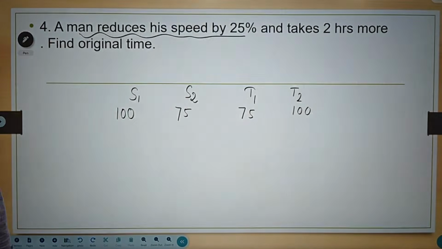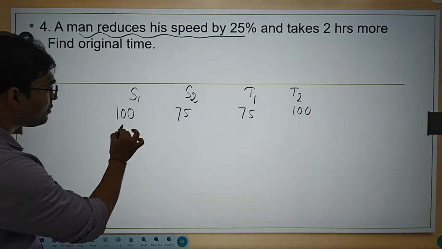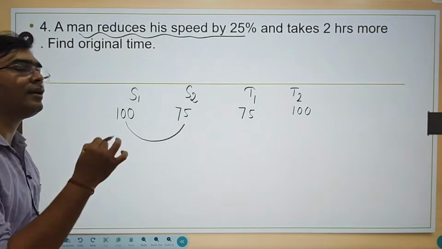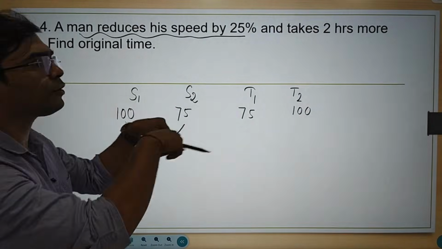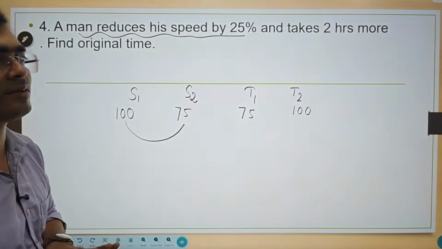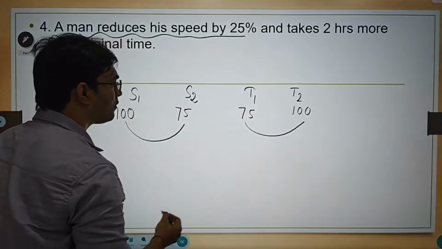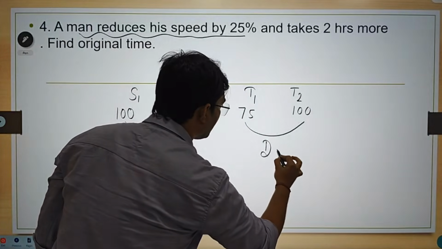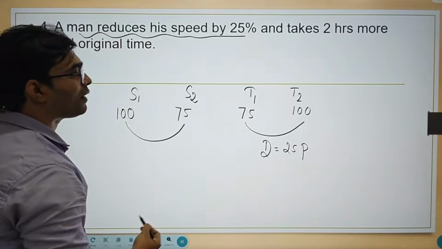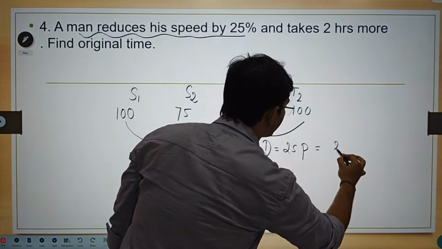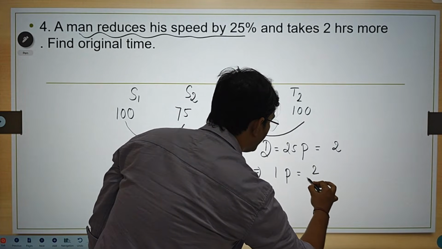Now what is given? It takes 2 hours more, find the original speed. When the speed is decreased, you know that it will take more time now. And the difference of both the time is given as 2 hours. What is the difference of both the time here? 25 part, let me call. So when the difference is 25 part, that value is given as 2 hours. Can I find the value of 1 part now? 1 part will be equal to 2 divided by 25.